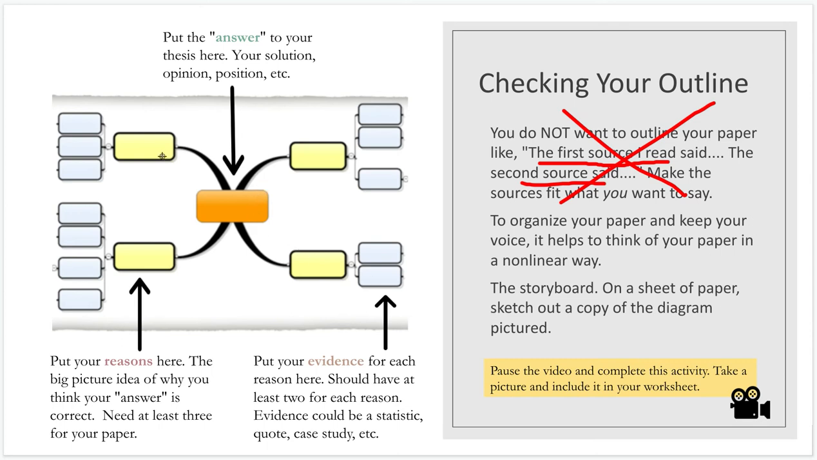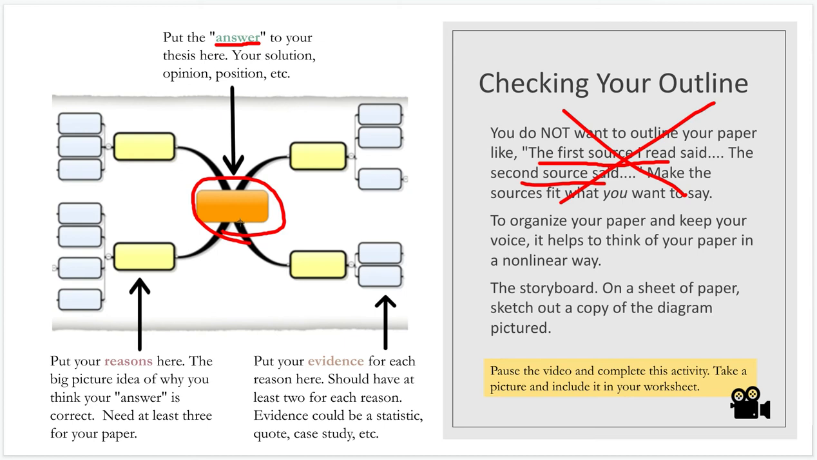What I recommend is that on a piece of paper, you sketch out this diagram right here if you can. And in the center, write down the answer to your thesis. Remember that little template I gave you, I want to find out blank? Well, by now you should have answered that question for yourself. You have what you want to know and find out. So put that answer right here.